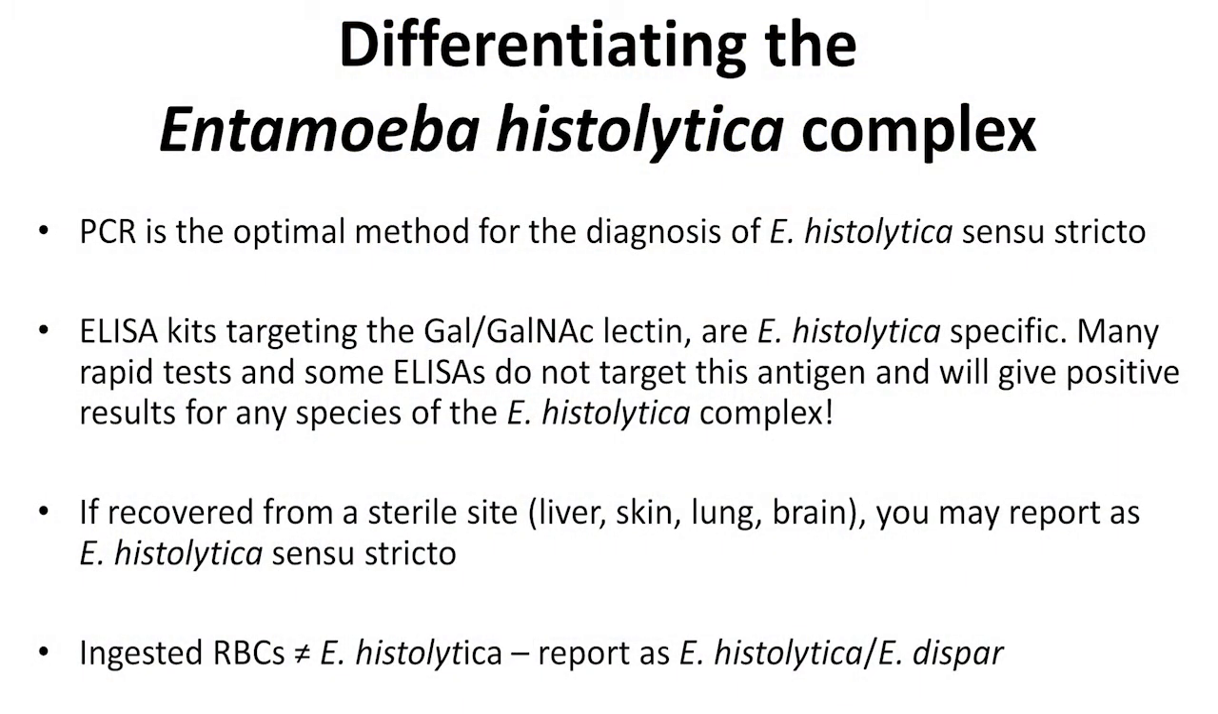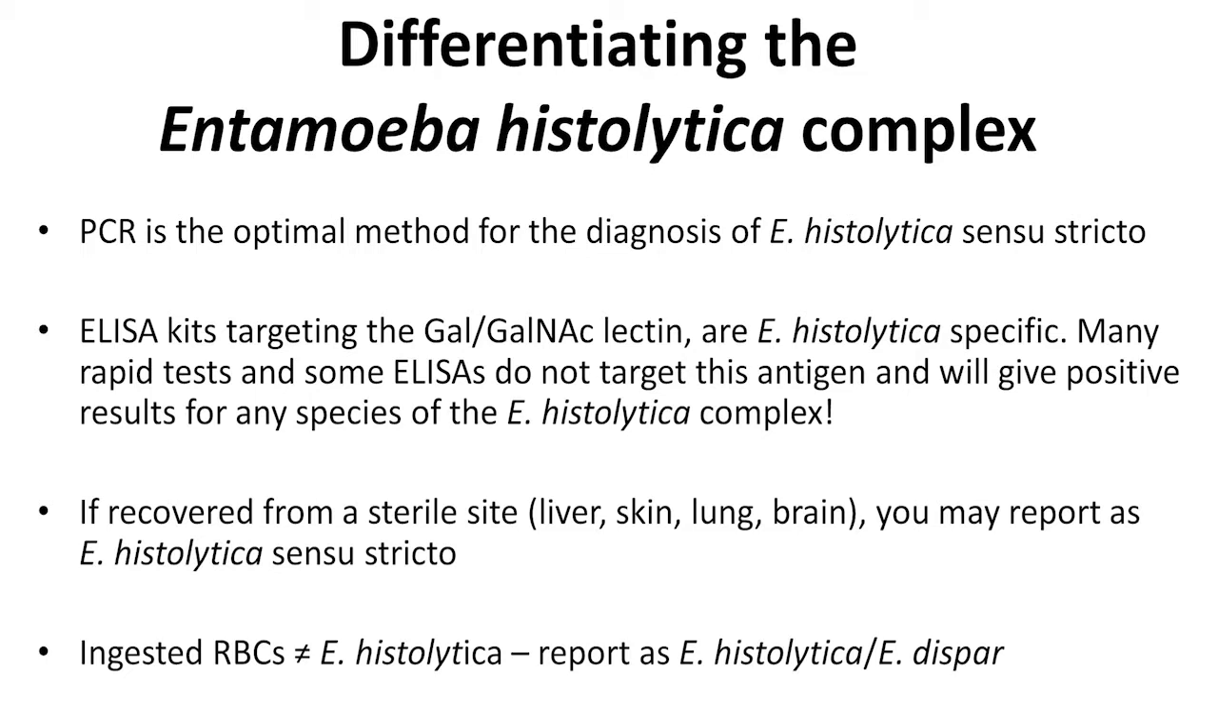without breaking them up. There are ELISA kits available which target Gal or GalNAc lectin, and there is another target which is used in one of the ELISA kits available. These are specific to Entamoeba histolytica, so you can do an antigen ELISA on your feces, and if it comes up positive, you know it's E. histolytica.